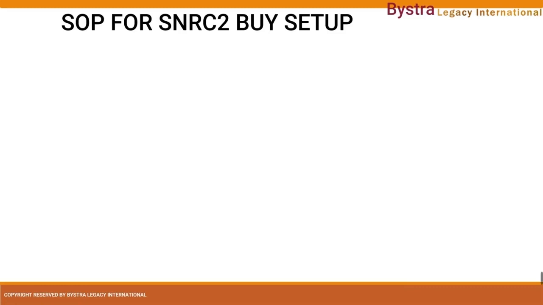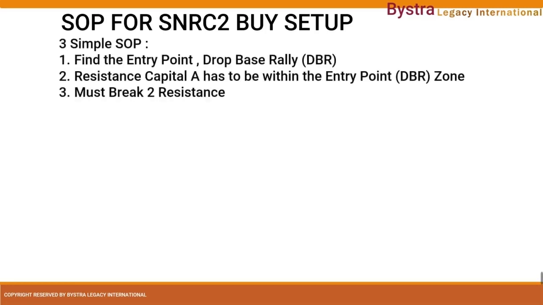For the SNRC2 SOP, there will be 3 steps, whereas the SNRC1 only has 2. So what are the 3? First, we have to find the entry point, which is the drop base rally. Second, this capital A has to be within the entry point zone. This is very important. With these two, then we can identify. The next one is to break through resistance.